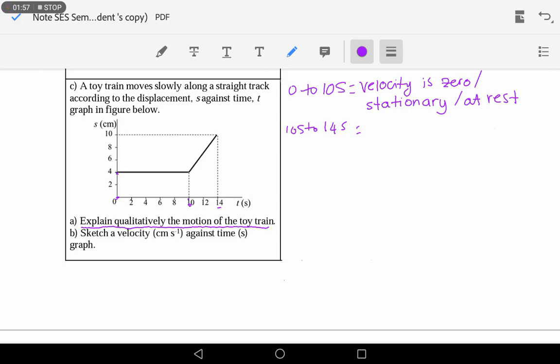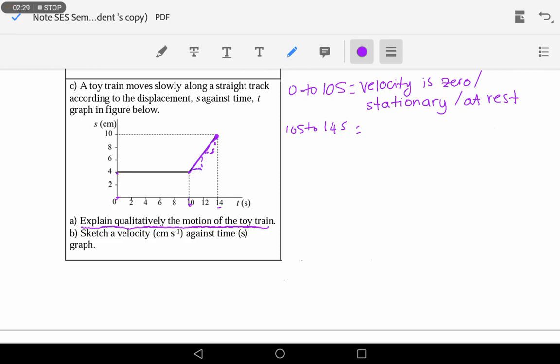We can see that the displacement is increasing, meaning that it started to move. The train has started to move from 4 cm to 10 cm, and it moved with constant velocity.